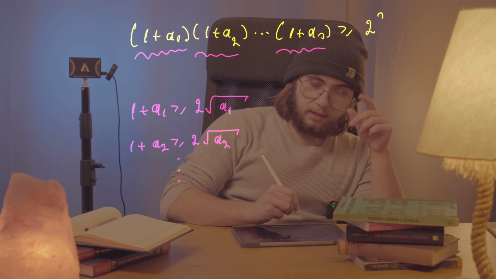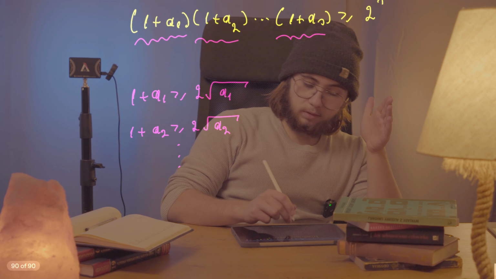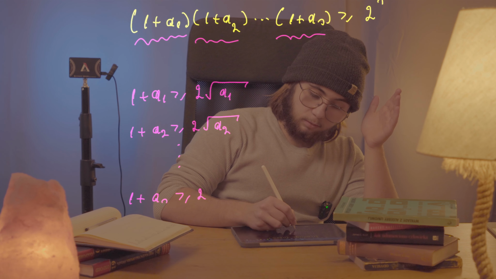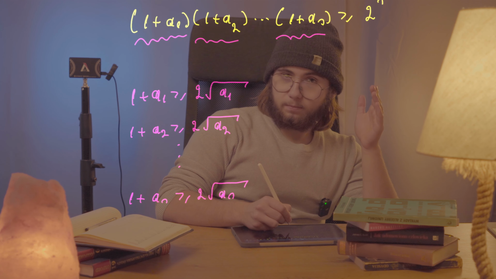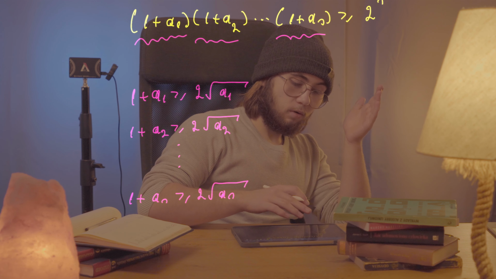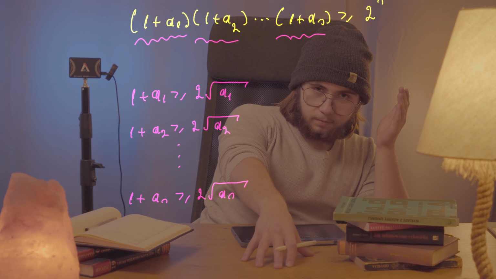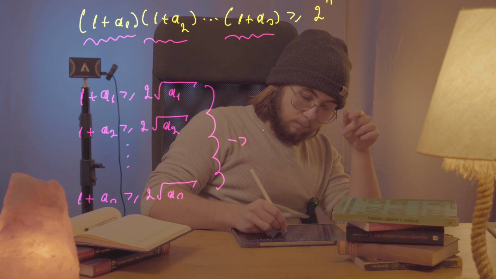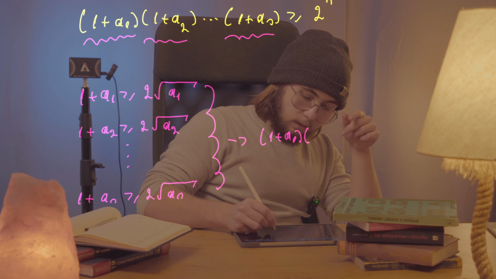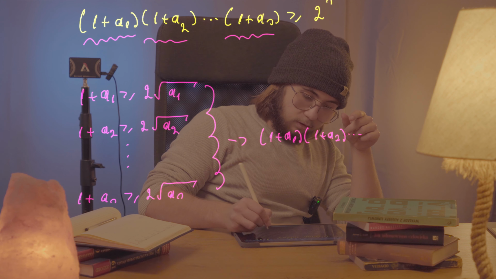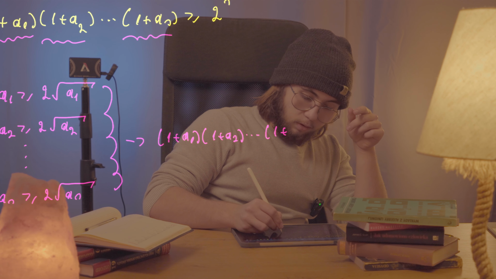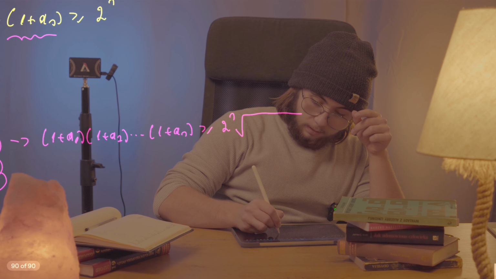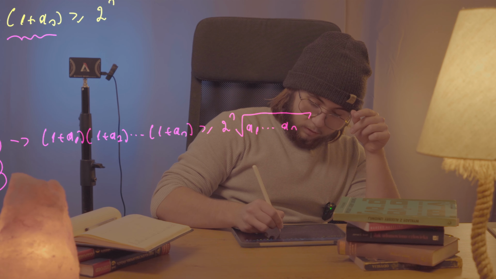We can just go on and keep doing it as long as we want until we will eventually hit 1 over a sub n, which is going to be greater than or equal to double the square root of a sub n. Lovely, because now what we can do is just go on and multiply all those guys out. There's no problem in doing that, to get the product of 1 plus a1 times 1 plus a2 times dot dot dot. We're going to be just multiplying stuff until we get to 1 plus a sub n is going to be greater than or equal to 2 to the power of n times the square root of a1 multiplied by all of the stuff up to an.